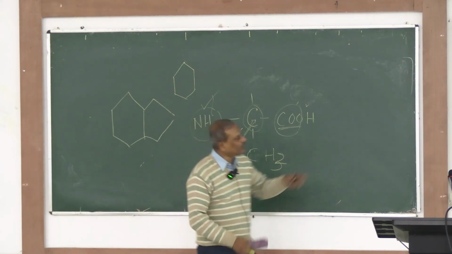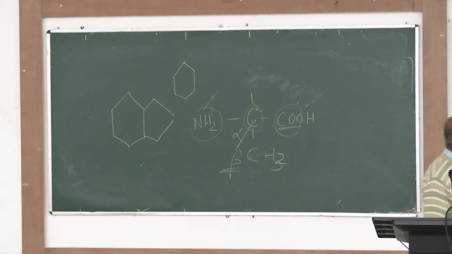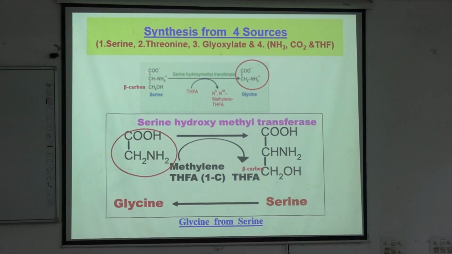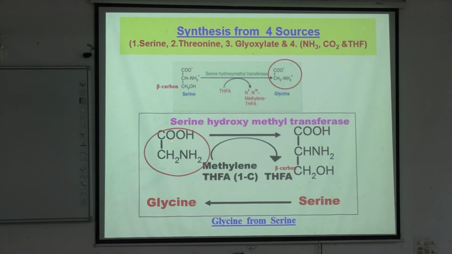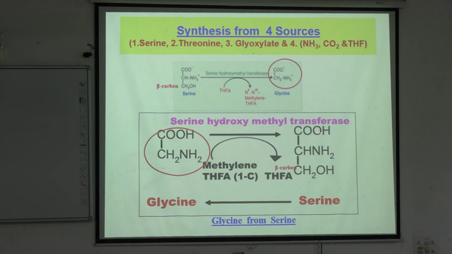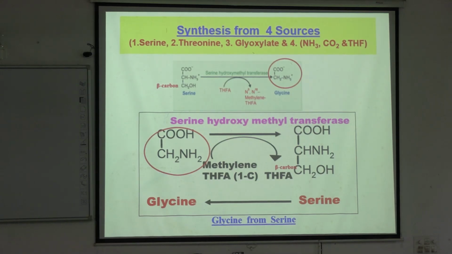Now, if you look at the structure of serine, look at this structure. Serine is here. This structure has an alpha carbon here, and this is the beta carbon. Now, if you cleave it, then you will get glycine. So this is a reversible reaction. Note down, only thing is the enzyme name: serine hydroxymethyl transferase.